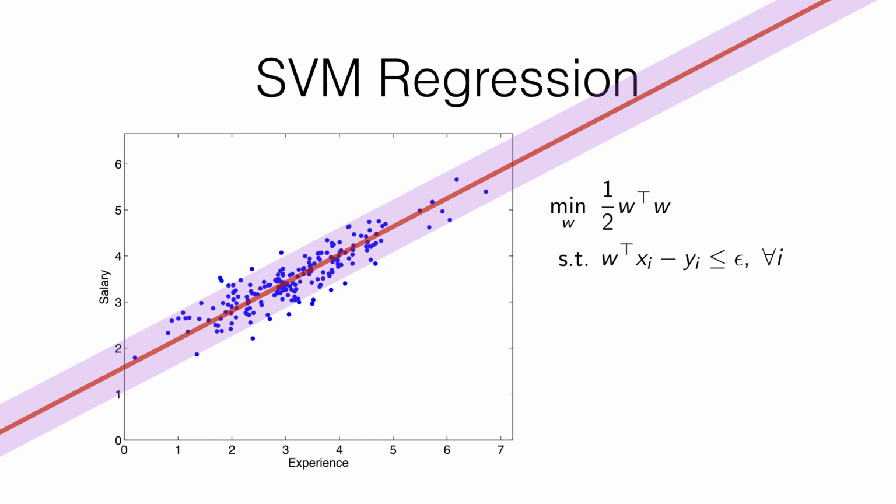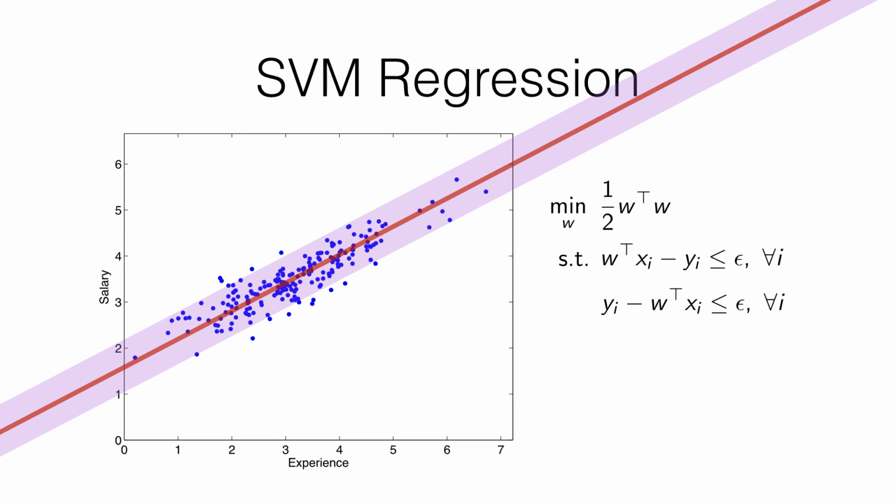That captures one side of this tube idea, and then we need another constraint that goes on the other side that says y minus w times x is less than epsilon. If both of these constraints are satisfied, then every single point is within epsilon of the center red line. It takes a bit of staring at this and thinking about it to see how this relates to the classification SVM that we worked with. And there are a few intuitions you can pull from thinking like that.